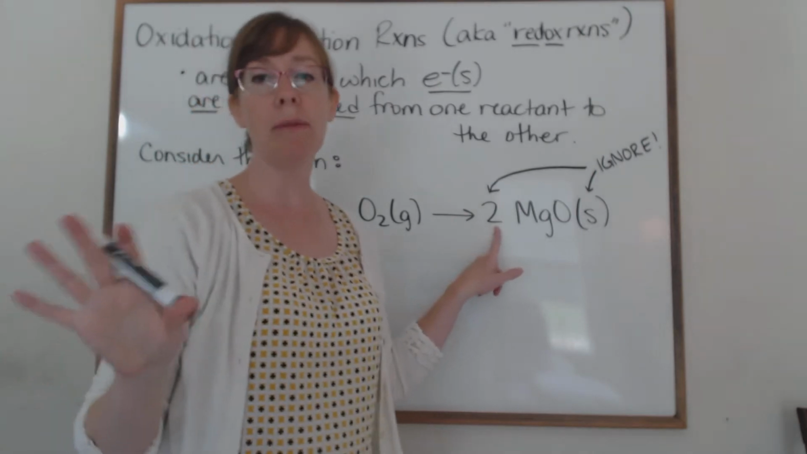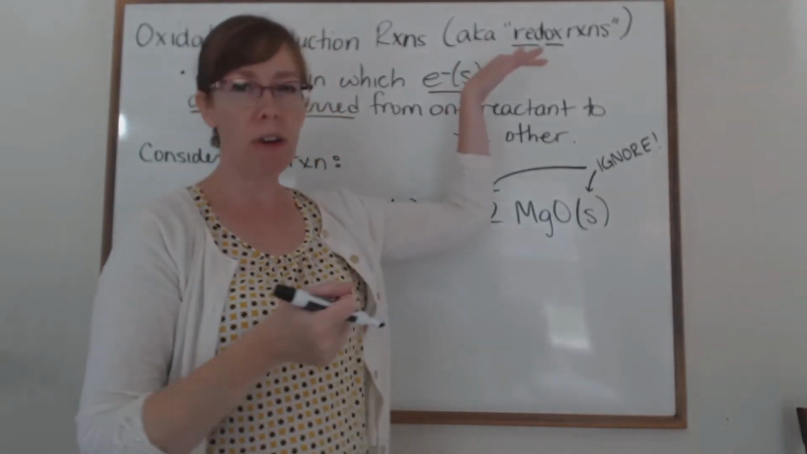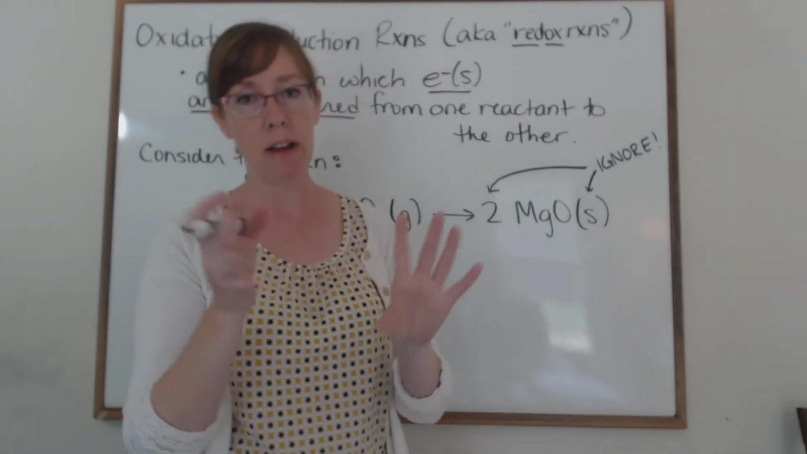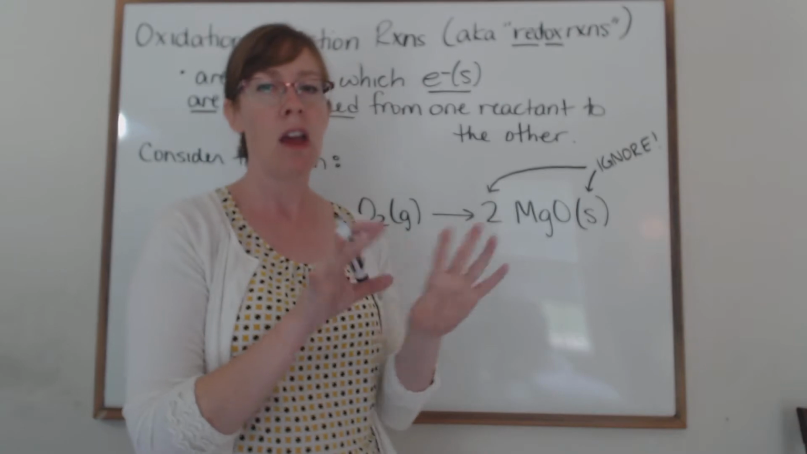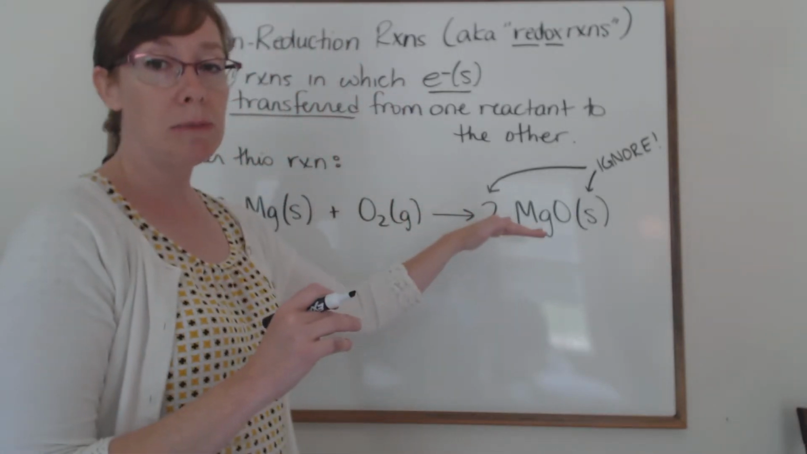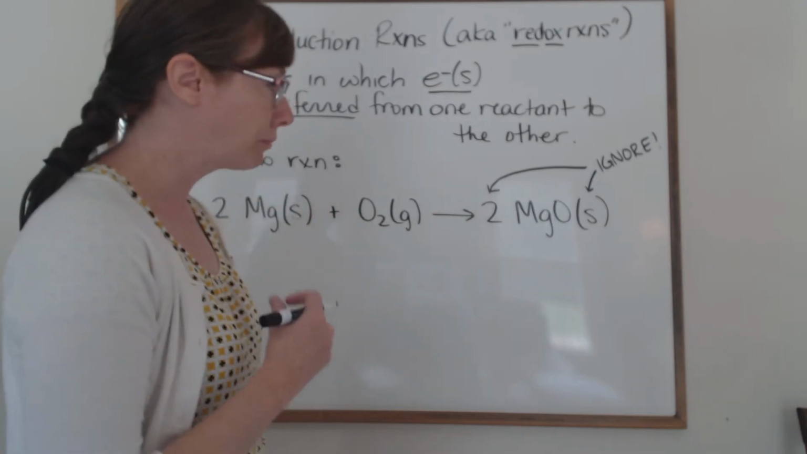Now, if you're doing stoichiometry, that's a different story. You always would care about the coefficients. But in terms of all the things that I've talked about that you're going to need to be able to do, analyze and identify, agents and all that stuff, coefficients are not going to matter at all. You're really just going to look at the species that are present: the magnesium, the oxygen, and the MgO.